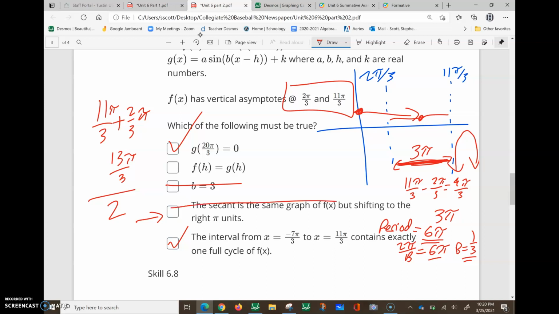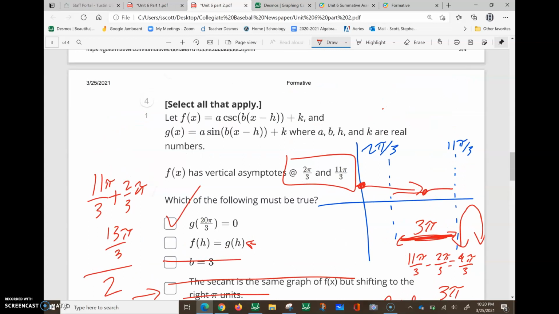So right away, I've done a few things without actually seeing the graph or knowing what the exact equations are. Okay, let's talk about the next one. So this one here, the f of h and g of h. So let's go up to these equations.